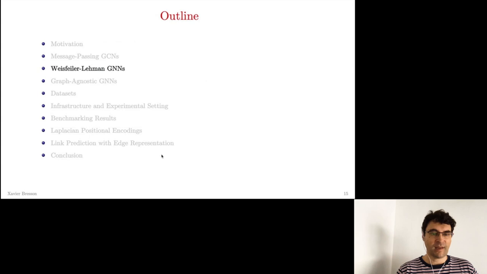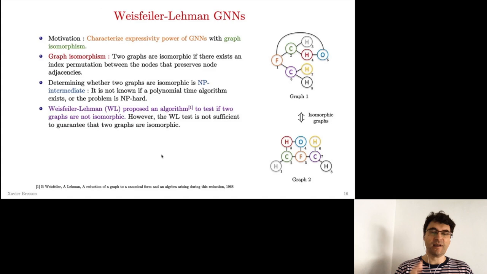Okay, so the second class of GNNs I'm going to talk about is the Weisfeiler-Lehman GNNs. The motivation here is to characterize the expressive power of GNNs with respect to graph isomorphism. Graph isomorphism means that if you have two graphs like this, graph number one and graph number two, actually these two graphs are topologically equivalent. They are the same. Okay, so even if we have a different indexing for the fluorine atom, which is 1 here and 5 here, we can find a mapping of the indices that will match this topology to this topology here. Okay, so these two graphs are the same.